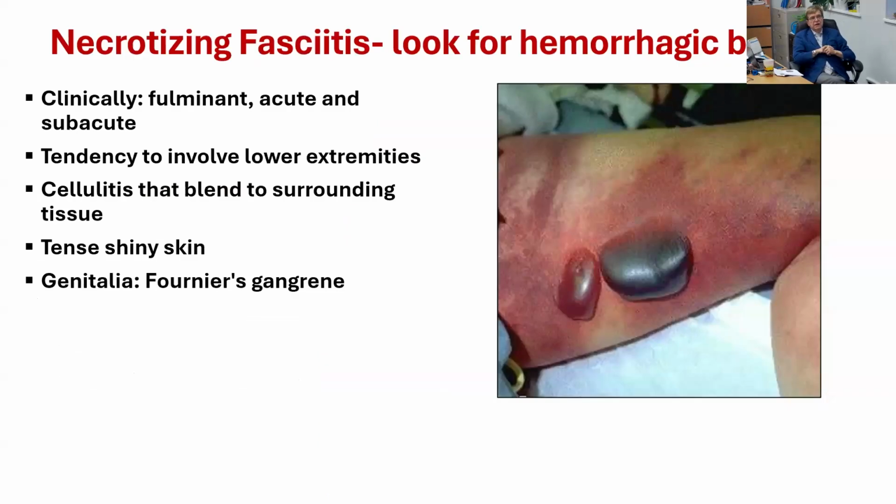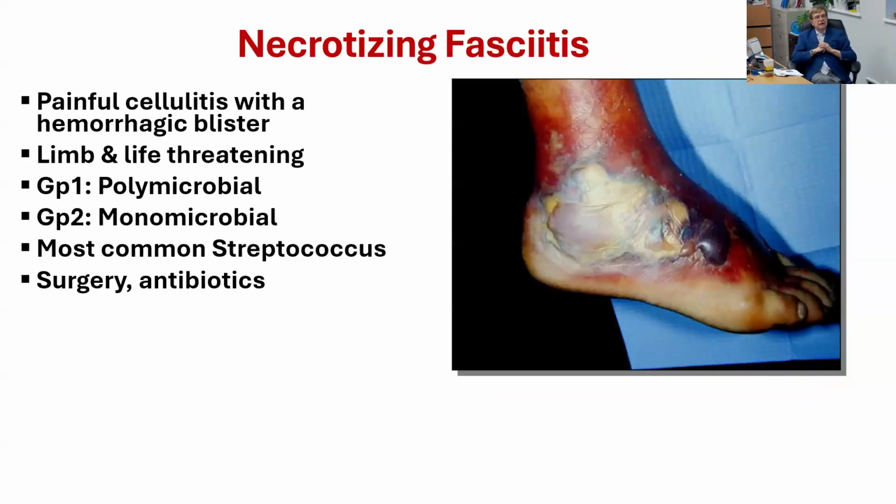Let's look at the next slide. It's fulminant, acute, and subacute. It involves the lower extremity. It blends into the tissue, tense, shiny skin. It can affect the genitalia, and then it's called Fournier's gangrene. Next. And it's a painful cellulitis with a hemorrhagic blister.